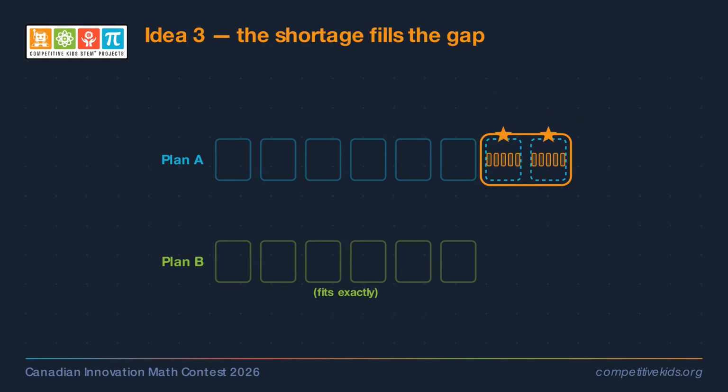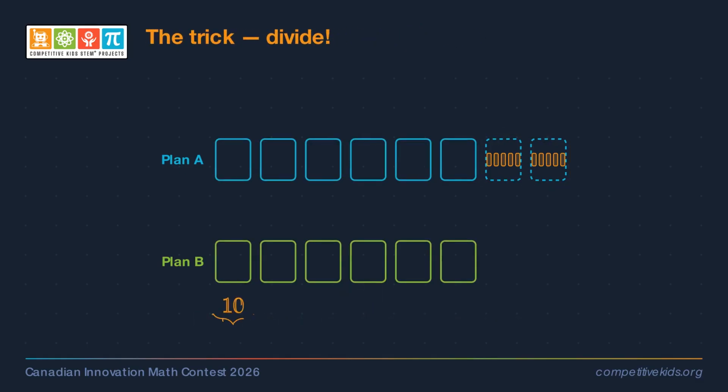Plan B fills 6 boxes exactly, so the extra 2 boxes in Plan A would need more soap bars. How many more? 10. That is the shortage. So 10 soap bars would fill 2 extra boxes. Now we divide. 10 soap bars divided by 2 extra boxes. Each box needs 5 soap bars.